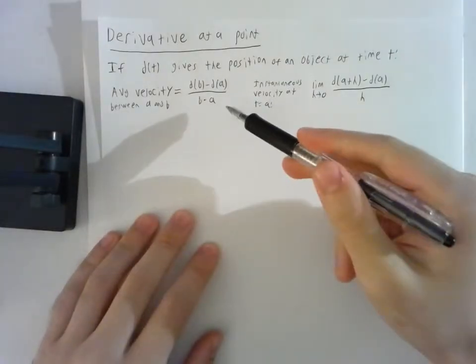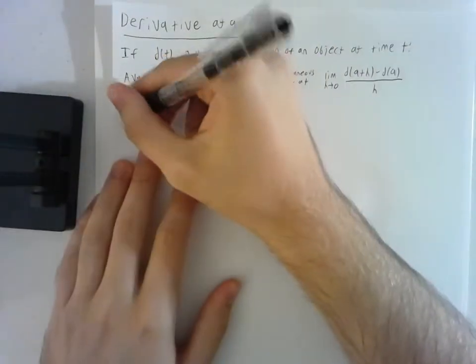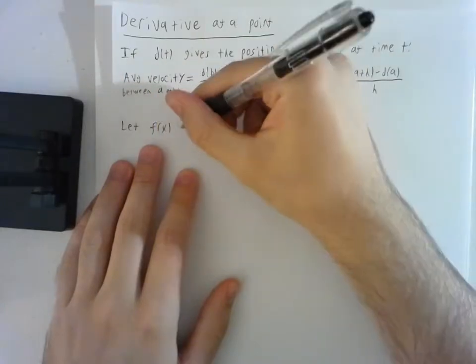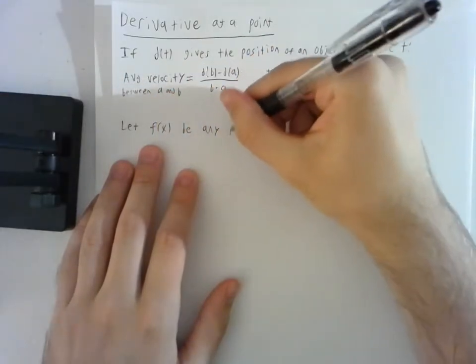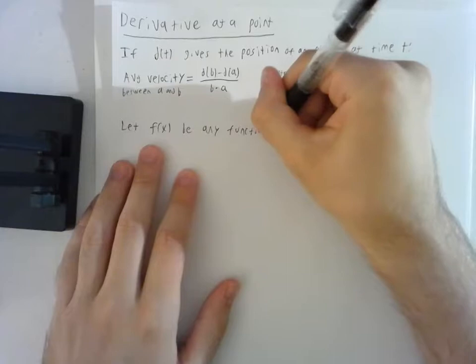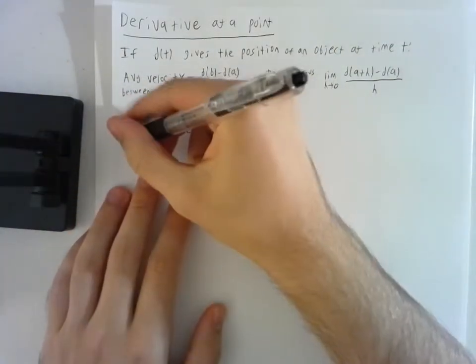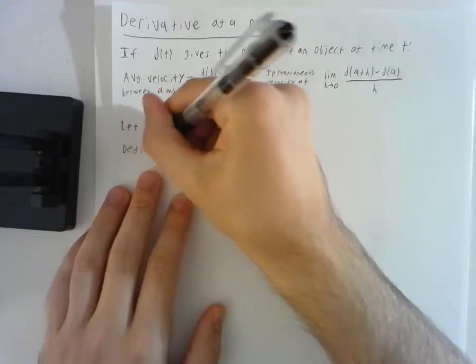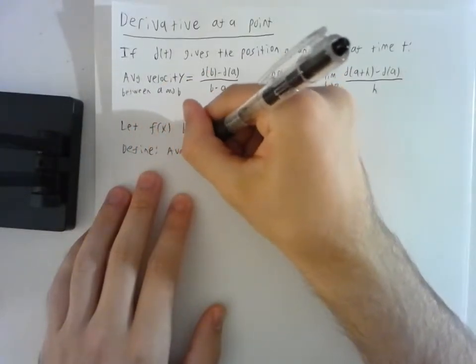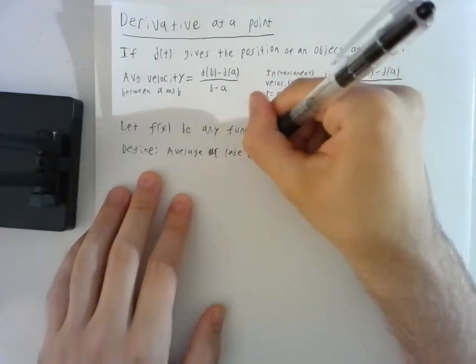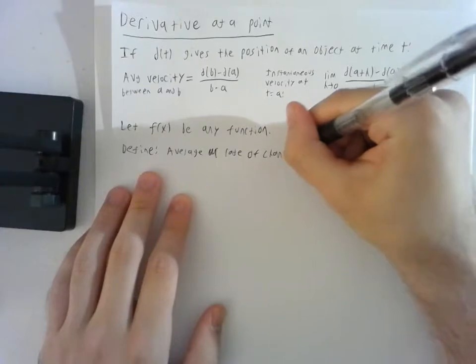So let's suppose that we now have some arbitrary function f of x. We can define similar concepts. So we define the average rate of change of f in essentially exactly the same way as before.